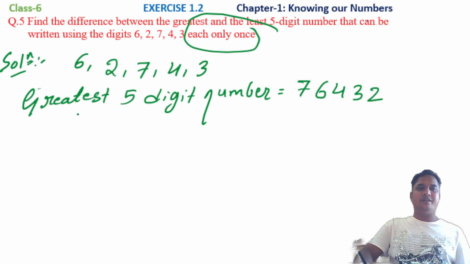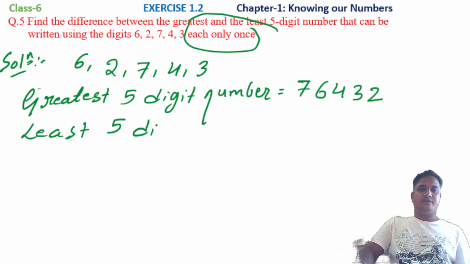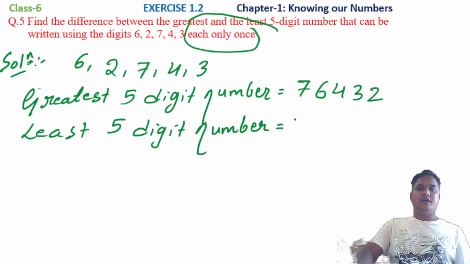Next, we need to write the least 5 digit number. You can write in ascending order. So we get the least 5 digit number. What are those? 2, 2, then 3, 4, 7. So that is the least 5 digit number.